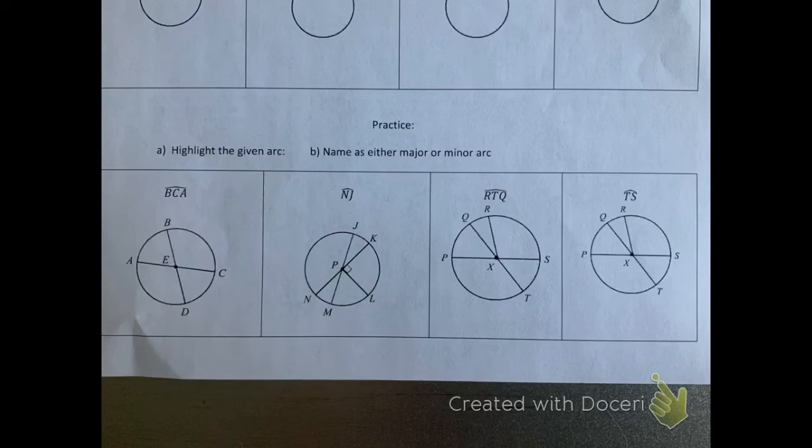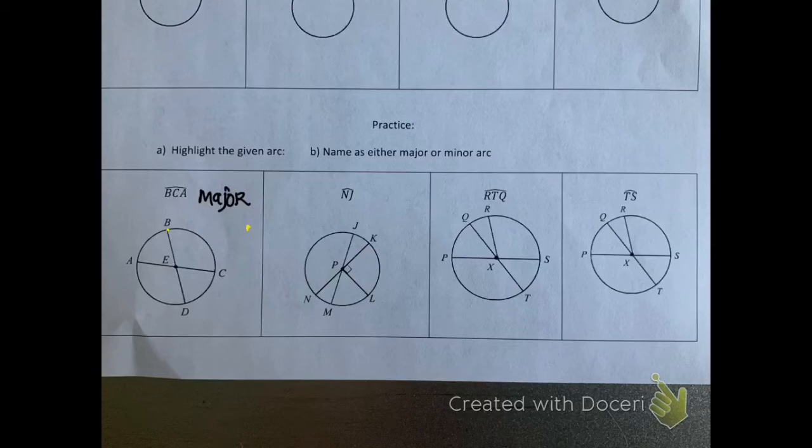For these next 4 examples, we're going to highlight the arc that's given, and we're going to name these as either a major or a minor arc according to how many letters is given. So for this first example, arc BCA, because it has 3 letters, I know it's major. And because it's major, I know that we're going to be highlighting more than halfway across, more than 180. So if I read the 3 letters, it says BCA. So the first letter is B, so that's where you start.